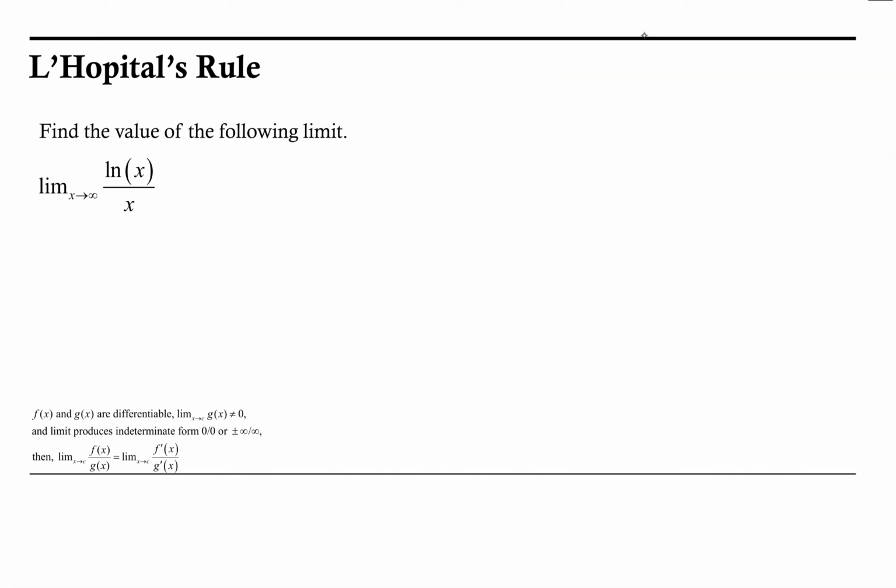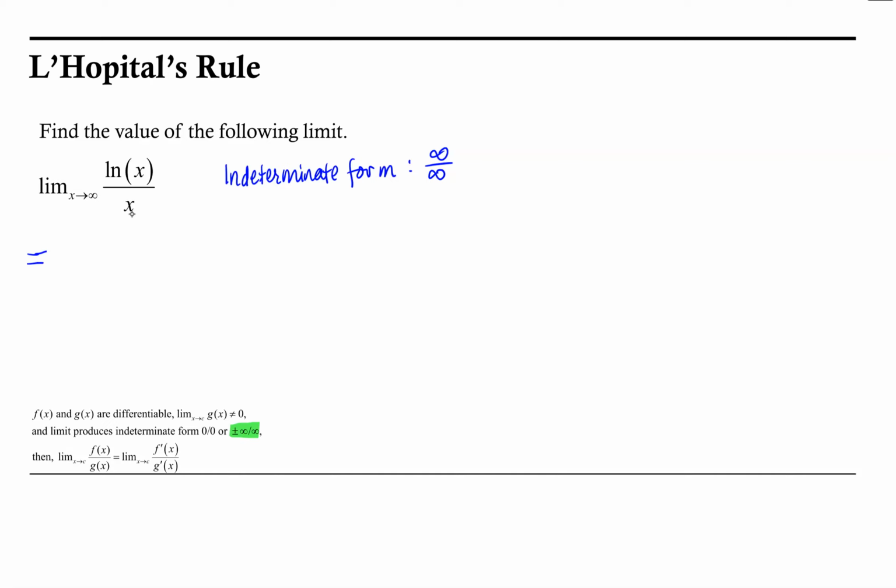So the numerator of our function here is approaching infinity. Also notice that as x approaches infinity, our denominator approaches infinity. So we have another indeterminate form. And in this case, our indeterminate form is of type infinity over infinity. Again, that is a form for which we can directly apply L'Hopital's rule. So we'll go ahead and do that.